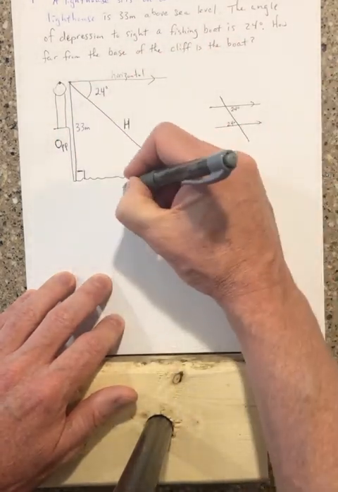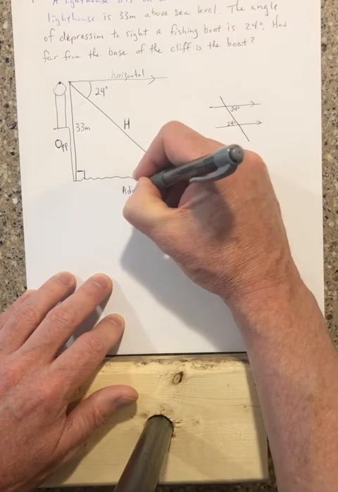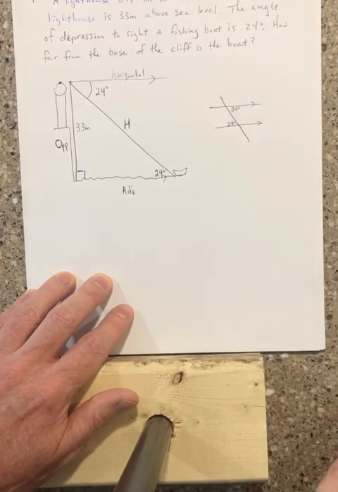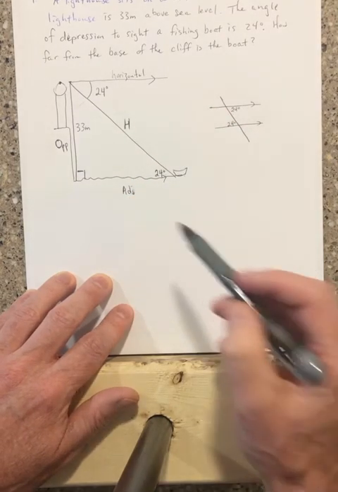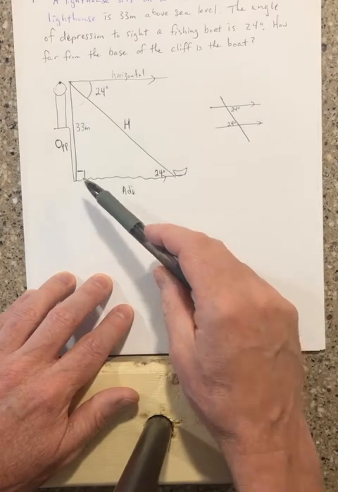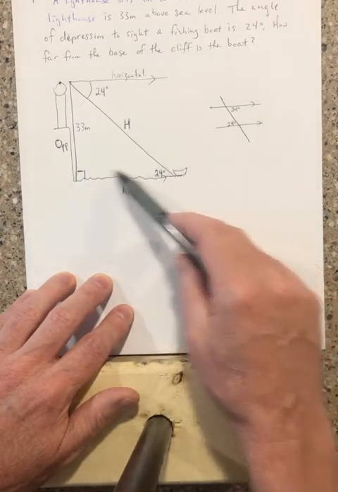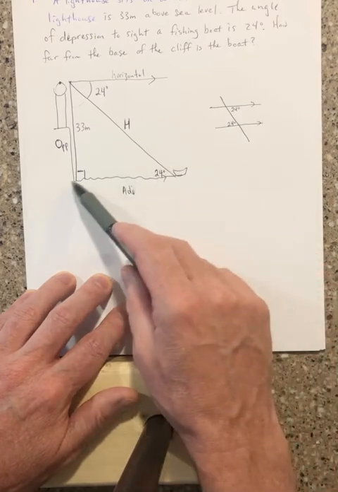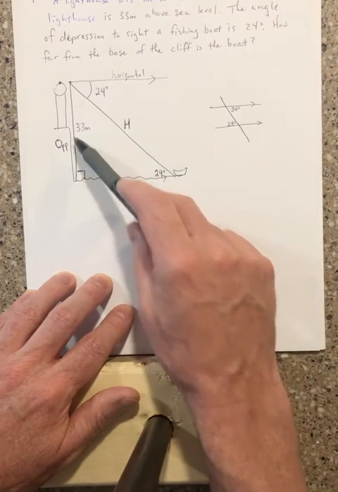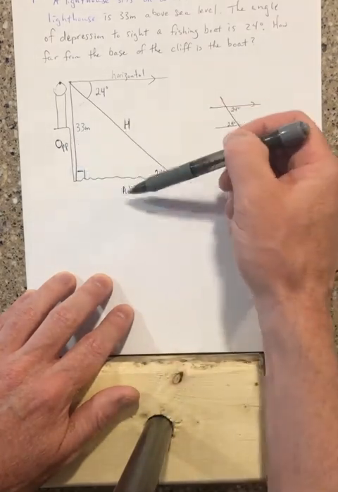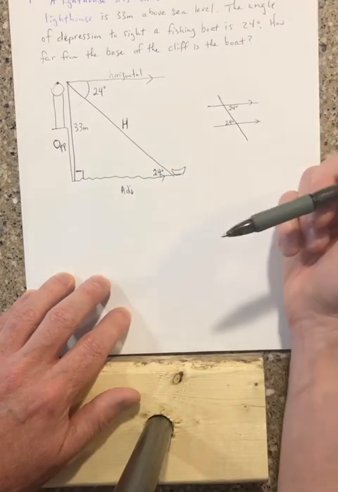And the water is our adjacent side. So we are trying to figure out how far we are here from the base of the cliff. We want to find out the adjacent side. And since we have opposite, we're going to use opposite over adjacent, and that is a tan function.